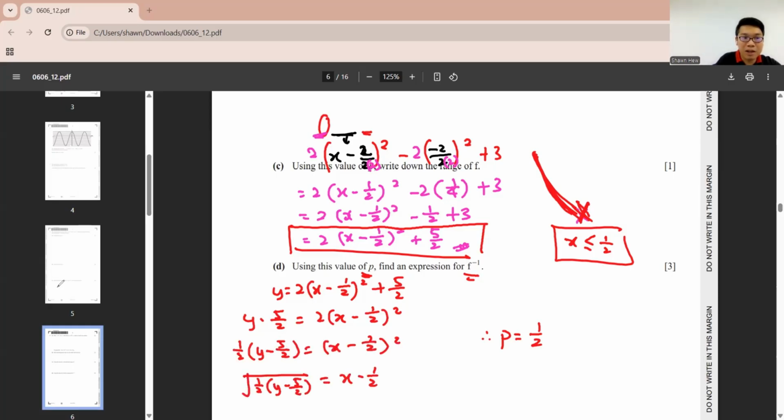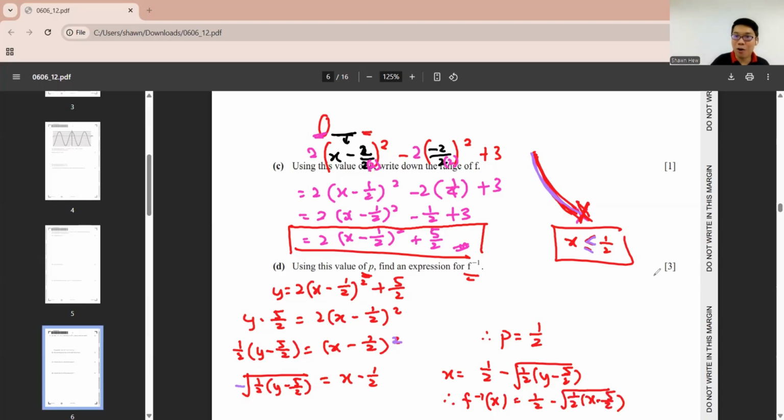Here is very important because when we square root to the left-hand side, it becomes plus minus square root. But plus minus square roots cannot have an inverse. We need to choose either the left-hand side or right-hand side. This question, we want to choose the left-hand side. We can only accept the negative square root. So here, make sure you only write your answer as the negative square root. Then we continue. So this is the final answer, all 3 marks you gain.